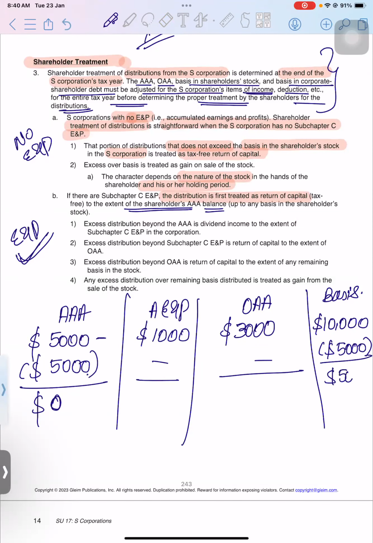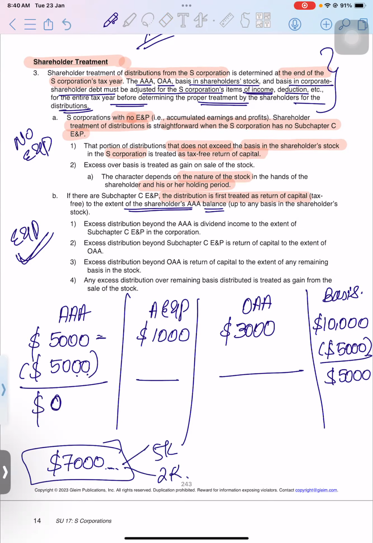Okay, so 5,000 is my remaining balance. What about the remaining 2,000? In this example, we had a distribution of 7,000. Understand the example first properly. Out of 7,000, I can just reduce 5,000 from AAA, and the same will be reduced from my basis. Now what about the remaining 2,000?